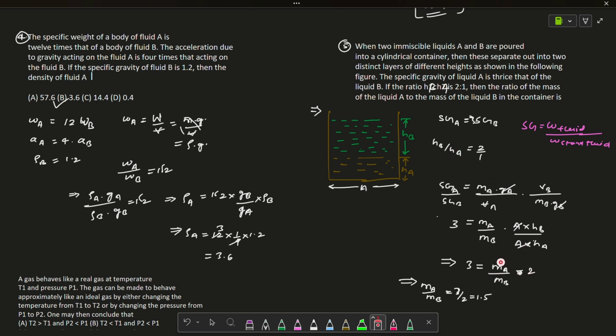Now MA divided by MB, the question has asked the mass of liquid A to the mass of liquid B. So this we can write as 3 by 2, right? After sending 2 to the left hand side, MA by MB is equal to 3 by 2, that is 1.5. So this is our answer. Okay.